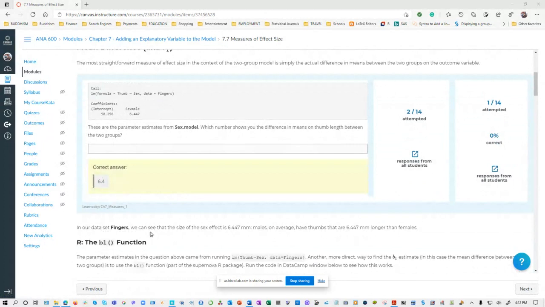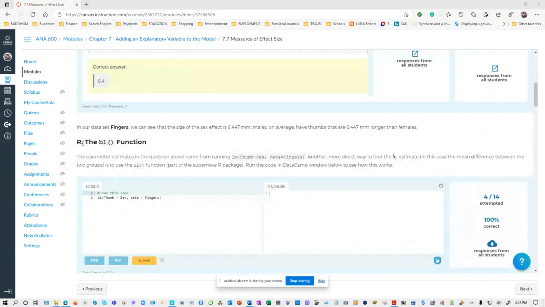In our data set Fingers, we can see that the size of the sex effect is 6.44 millimeters. Males, on average, have thumbs that are 6.44 millimeters longer than females. That's what it means. This has been rounded to one decimal place, 6.4. Anyhow, this is the difference in mean thumb lengths between the two groups.